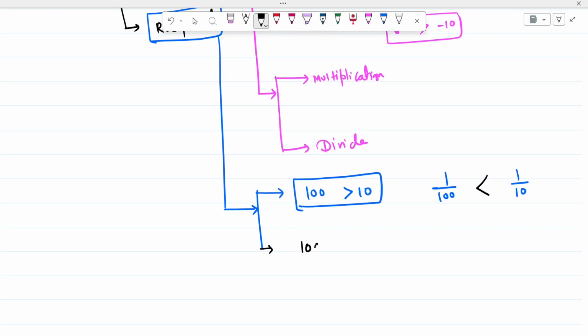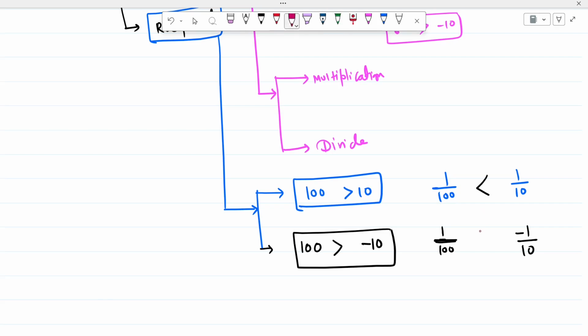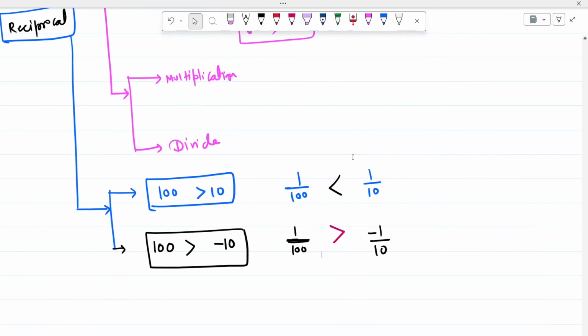Now, suppose we have 100 is greater than minus 10. Correct? Now change the inequality. So it is 1 over 100 and this is minus 1 over 10. Will the inequality sign change? No. So see, sometimes it is changing, sometimes it is not changing.